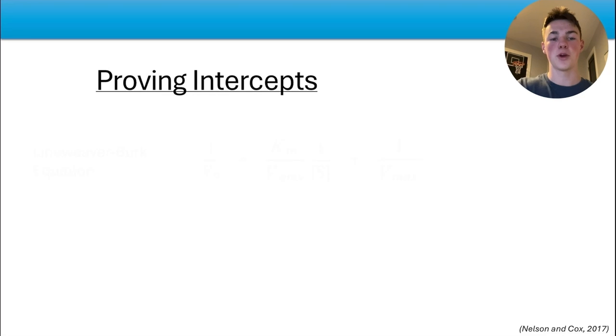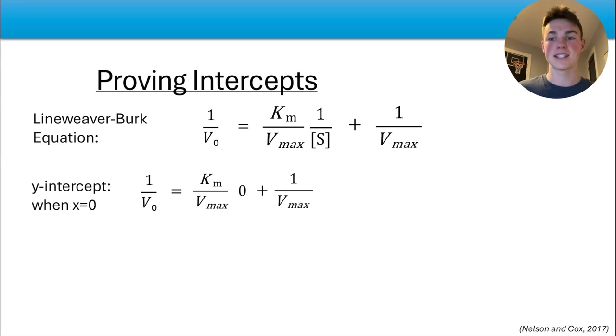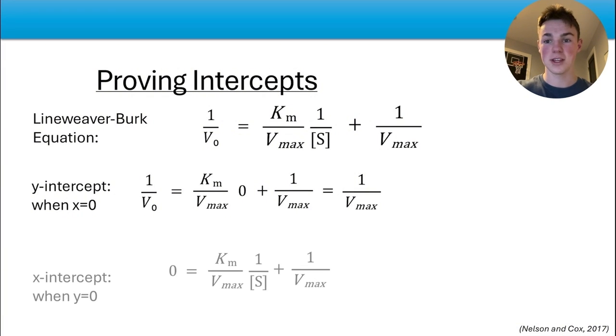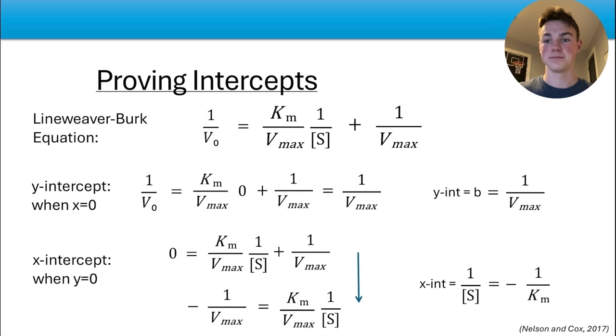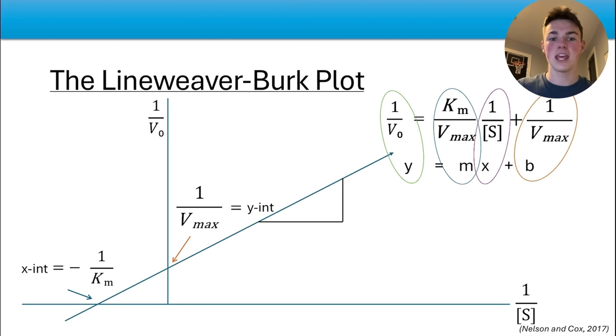If we take the Lineweaver-Burk equation, find the y-intercept when x is equal to 0, we can see that it condenses down to 1 over Vmax, while the x-intercept when y is equal to 0 simplifies to negative 1 over Km. Now let's move this information to the actual plot. Using the intercepts we found, you can see that it would be very easy to find the important values of Km and Vmax with these equations.